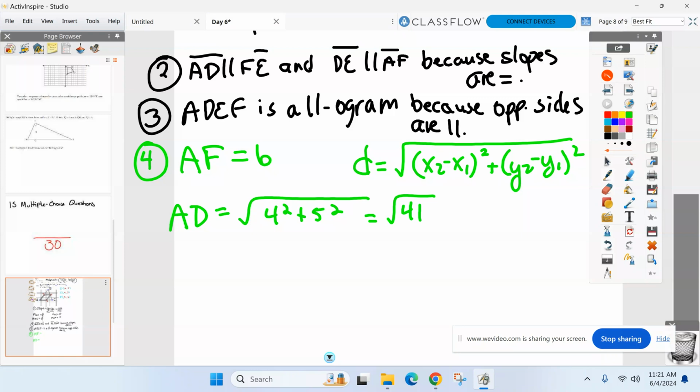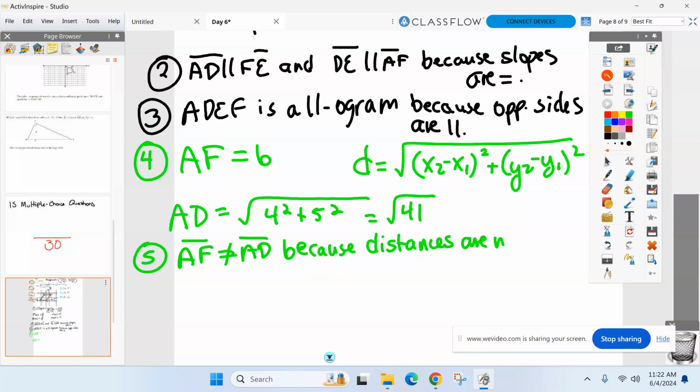Looks good. All right, you guys know the deal. Every time you do a formula, next step should be what did you just learn? Now we just learned, I'll just finish this up quick. AF, you can put not equal to, not congruent to AD, because distances are not equal, distances are different. So it's that. There's the format.